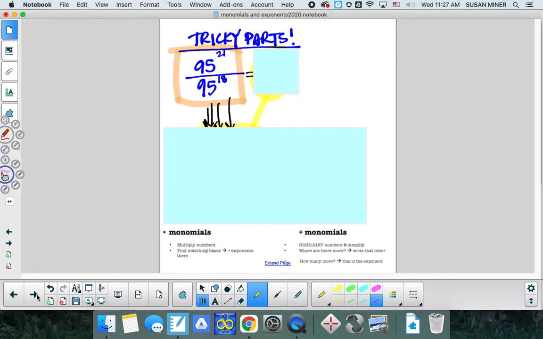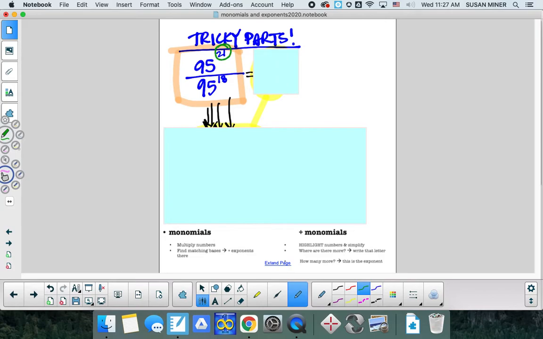Okay, what are the tricky parts? Well, one of the trickiest parts is when I start having numbers that have exponents on them. And here's the difference, right? Before, Ms. Miner said, step 1 should be take those numbers and divide them, right? And so normally what we would do is we'd simplify that, and that would become 1 over 1, right? But that is not the case here, because these are not plain numbers. These numbers have exponents on them.